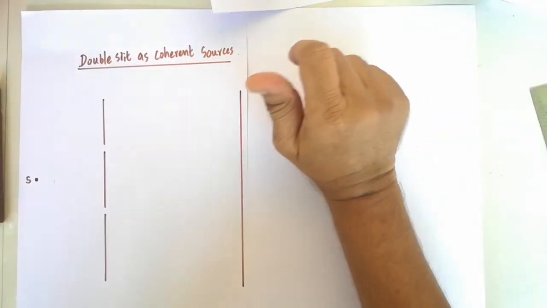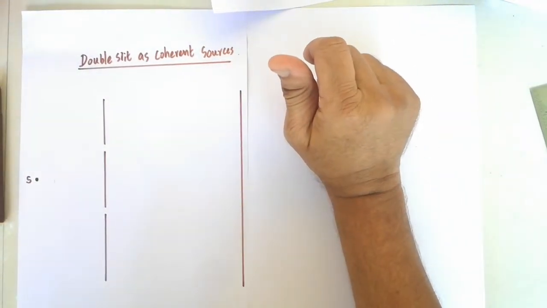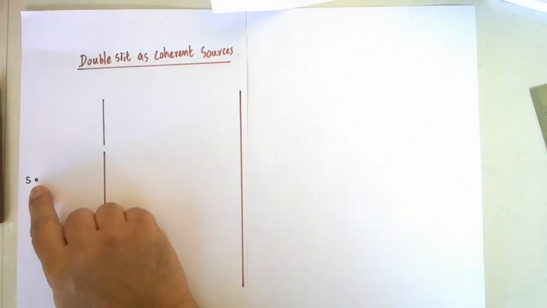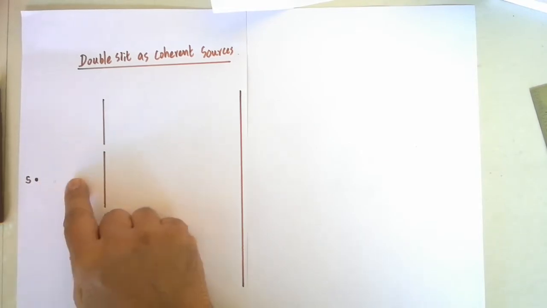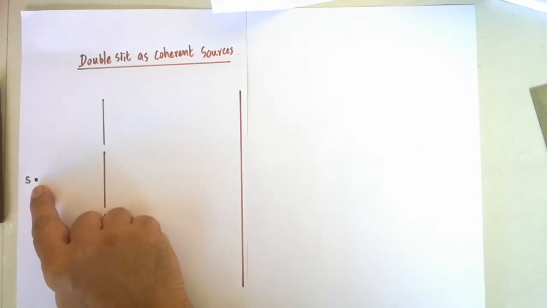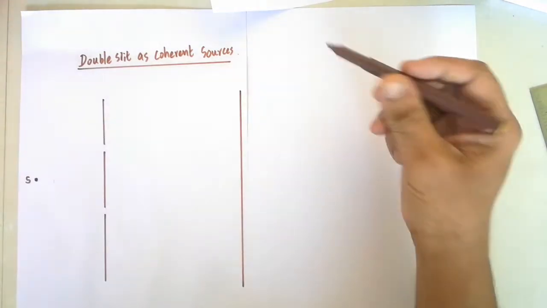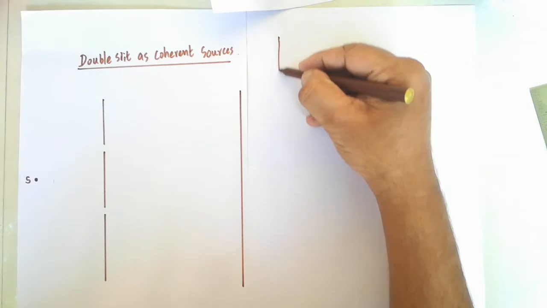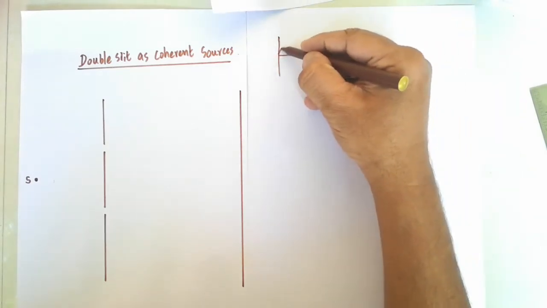Now we are going to see how the double slit acts as coherent sources. Look at here. One source of light is placed here, and light is emitted from it. The light emitted from the source can be represented in the form of waves. In any wave, there are two positions, called crest and trough.